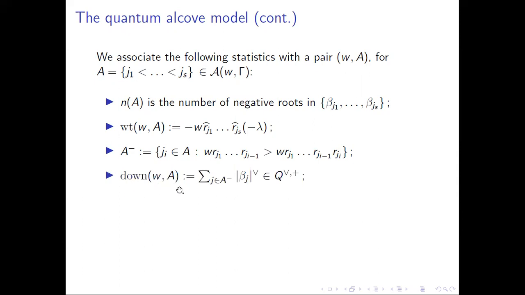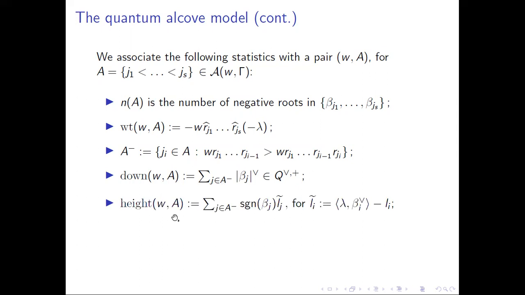And then down of W, A is just a sum over these negative positions where you have down steps of the corresponding root in the lambda chain. Actually, you take the coroot, and these bars just indicate that if it's a negative root, you change it to a positive root. So this sum lies in the positive part of the coroot lattice.